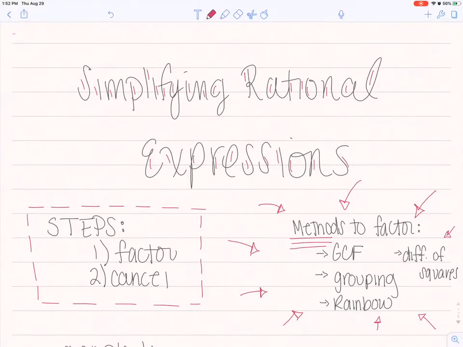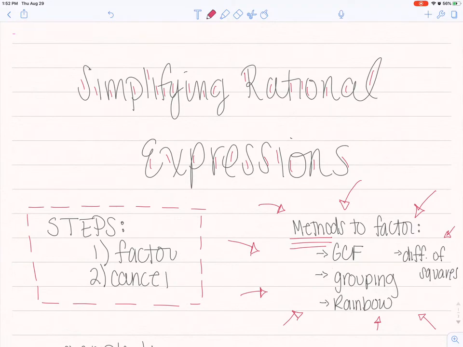So in this video, we're going to be looking at simplifying rational expressions. And if you remember, rational expressions just mean it's something written like a fraction. The difference in this class than previous classes is your fractions are now going to have x's on the top and bottom, or variables on the top and bottom.